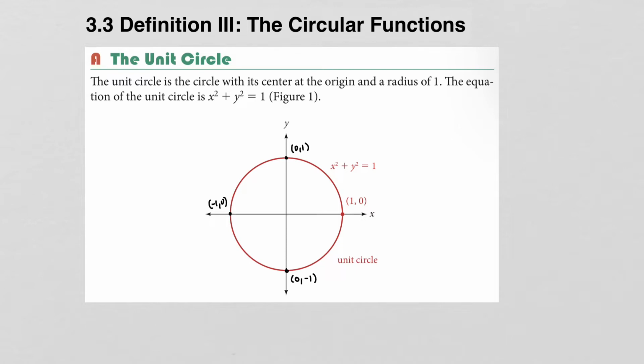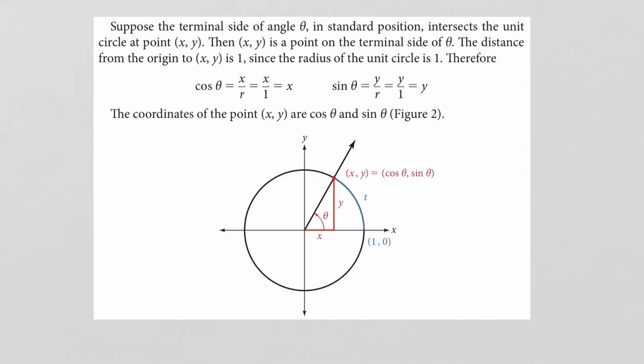Now let's talk about how the trigonometric functions relate to this unit circle. So here we have our unit circle, and within this circle we are going to draw an angle theta such that the terminal side of this angle theta in standard position intersects the unit circle at some point (x, y). So (x, y) is a point on the terminal side of theta, and we know the distance from the origin to this point (x, y) has to be 1 unit, since the radius is 1.